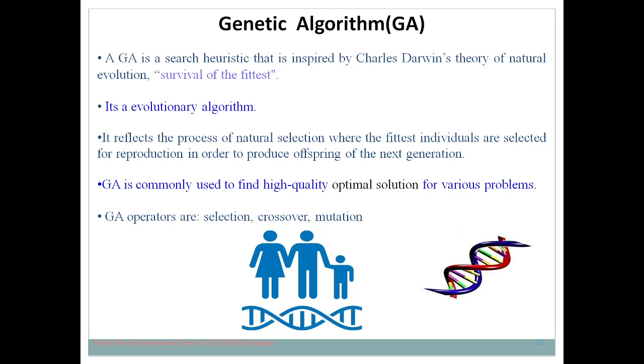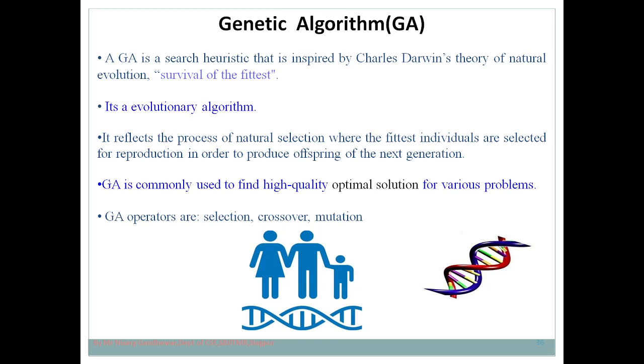Genetic algorithm is used to find the optimal solution, or a high quality optimal solution, for various problems, because there are n number of problems for which we need to find a solution, and for one problem n number of solutions exist in the environment. We talk about the search space. In the search space n number of solutions are already there, so we need to find that solution.